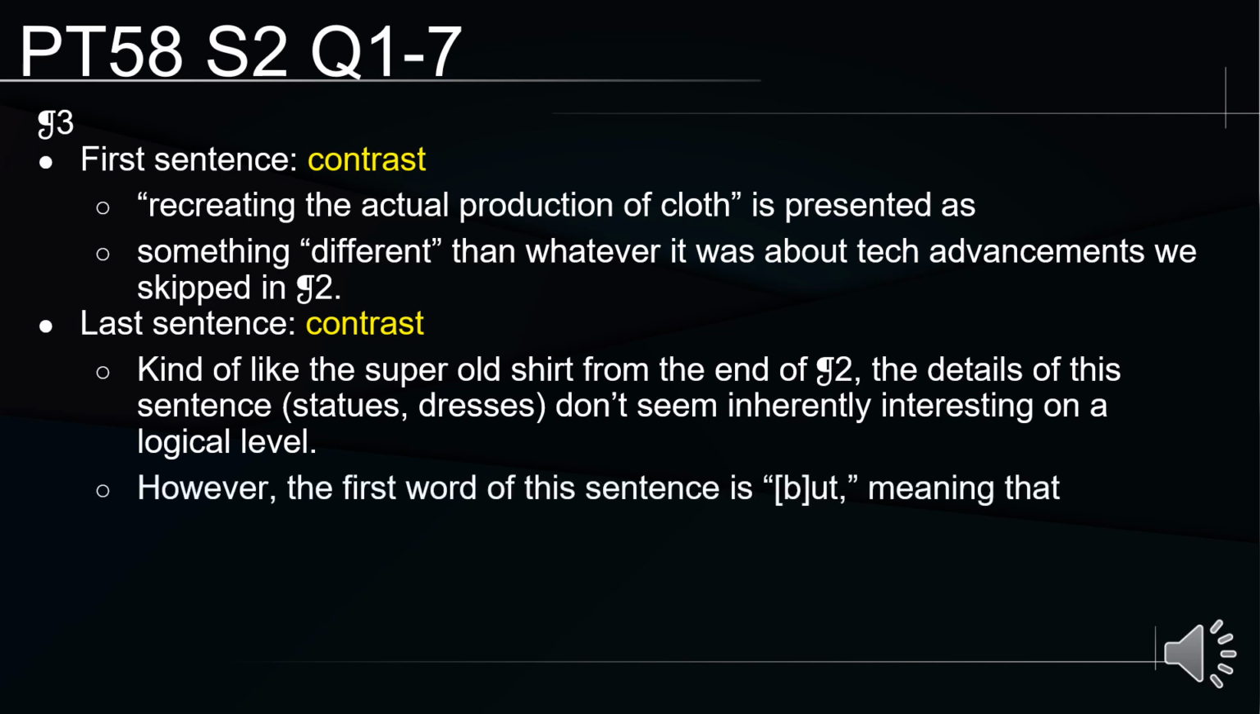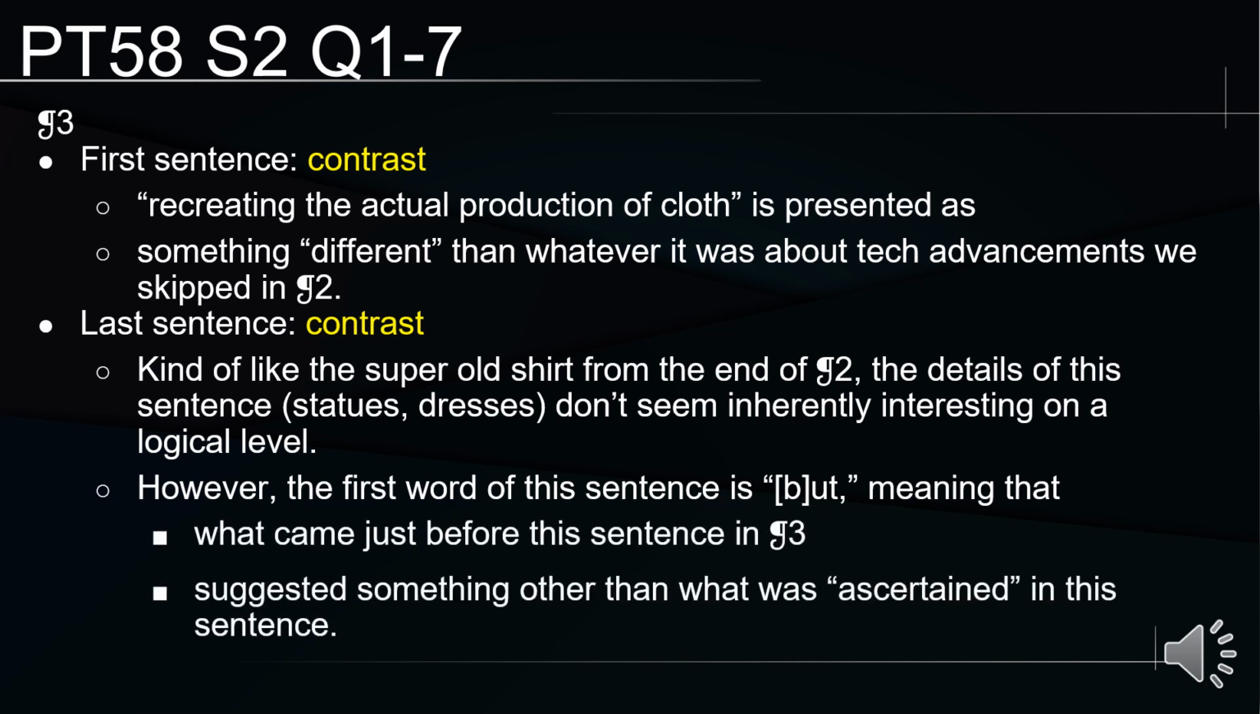However, the first word of the last sentence is but, meaning that whatever came just before the sentence in paragraph three suggested something other than what was ascertained in this sentence. So I'm not really sure where to go from that, but I just know that whatever it is, if I'm researching paragraph three, the stuff that came before the last sentence seems to suggest something other than what the last sentence actually tells us.